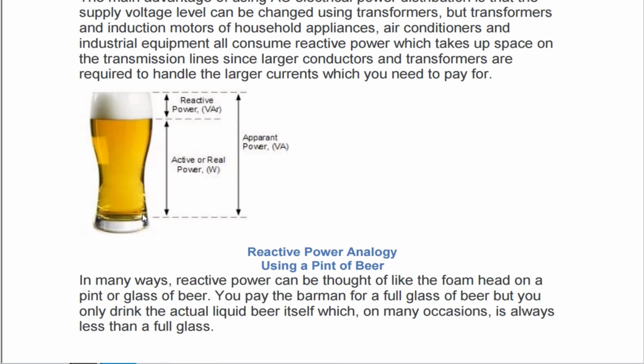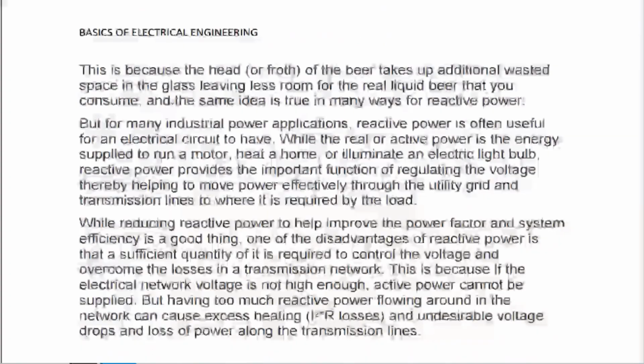The amount of beer the glass actually has is the active or the real power, and the amount of the glass which is covered with foam is called the reactive power. So, active power is the real power that is being consumed in the circuit, and reactive power is consumed, but you don't get any advantage of this power. Where it is consumed is a matter of discussion at a later stage to understand this properly. So, let's proceed here.